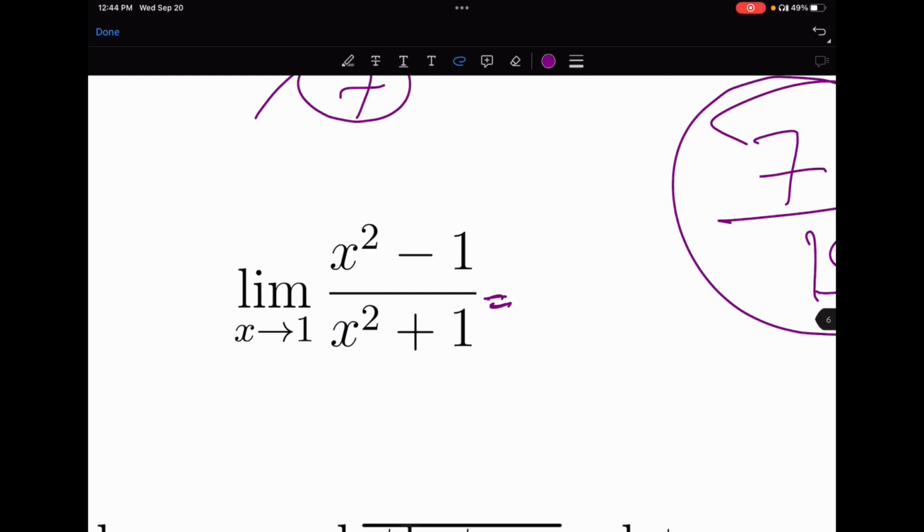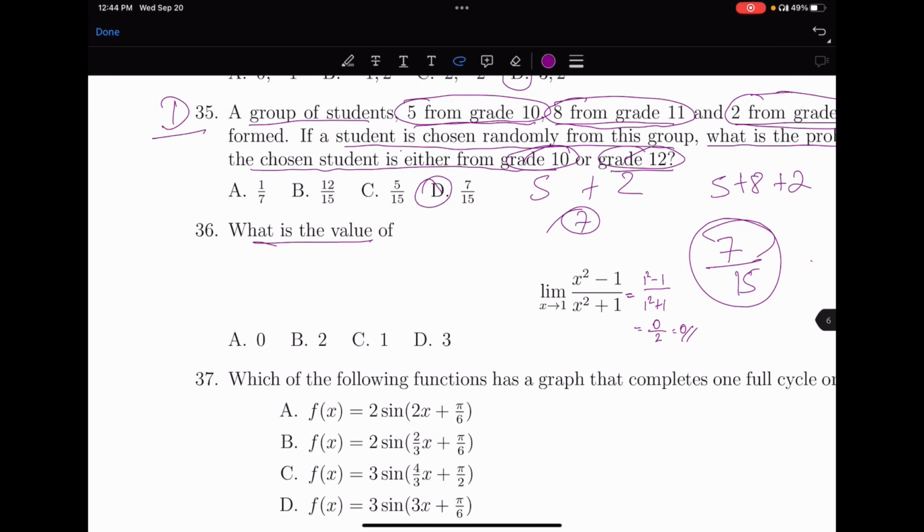So 1 squared minus 1 over 1 squared plus 1, which would be 1 minus 1, 0, over 2, which would be 0. Therefore what is the value of this limit? The answer is A. Done.